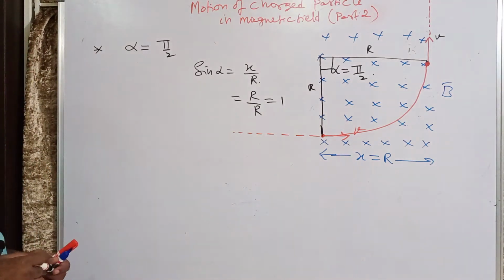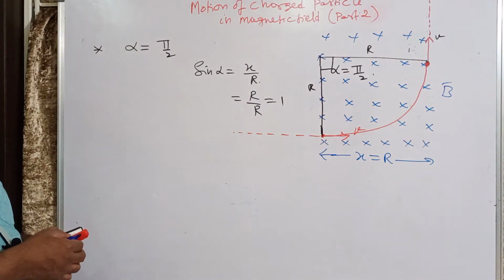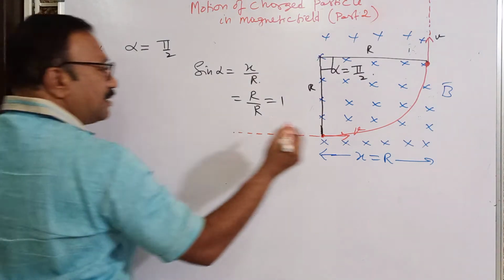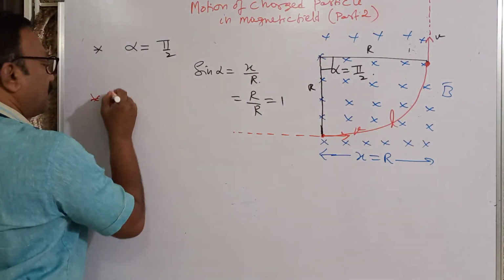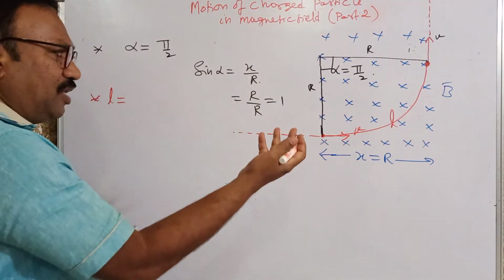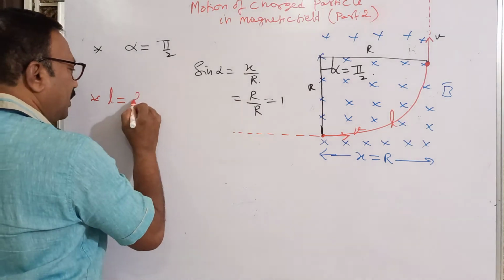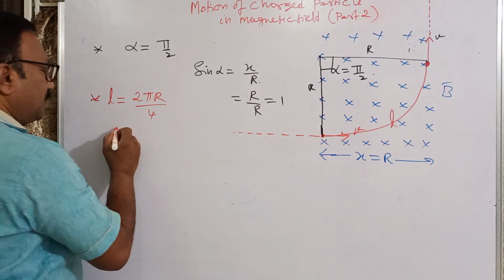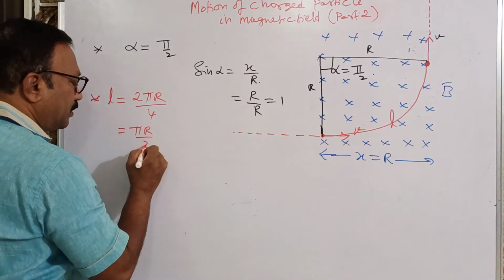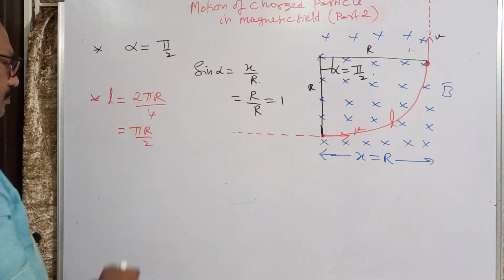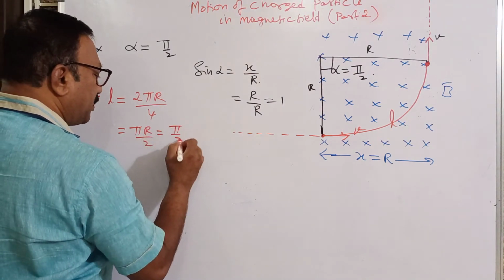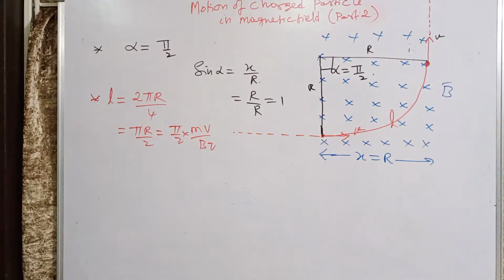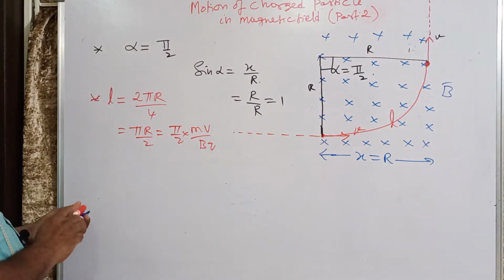Second question. What is the second question we did? Length. It is very clear. The length of the arc is 1/4 of the circle. So I can say this length of the arc is, logically you can write, 1/4 of the perimeter, that is 2 pi r divided by 4. This is nothing but pi r by 2. What is the radius? mv by Bq. That way. So what is the next possible question?